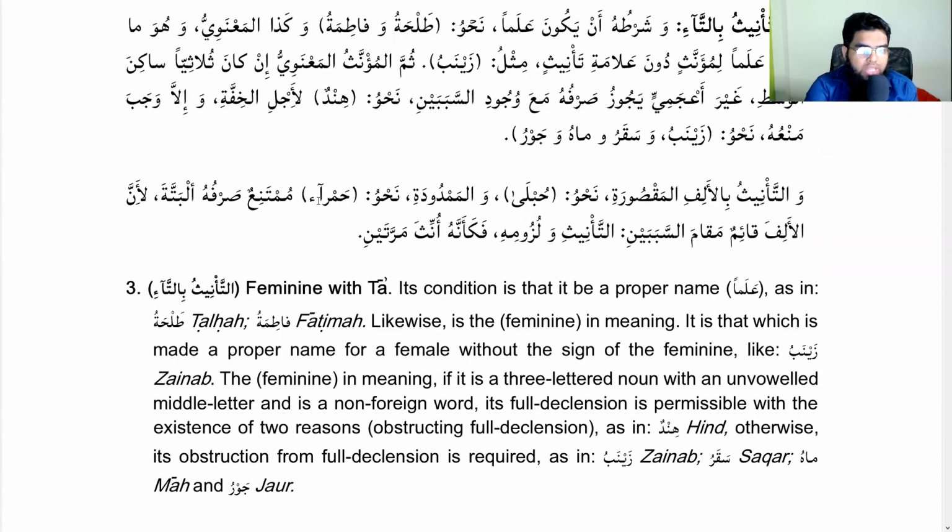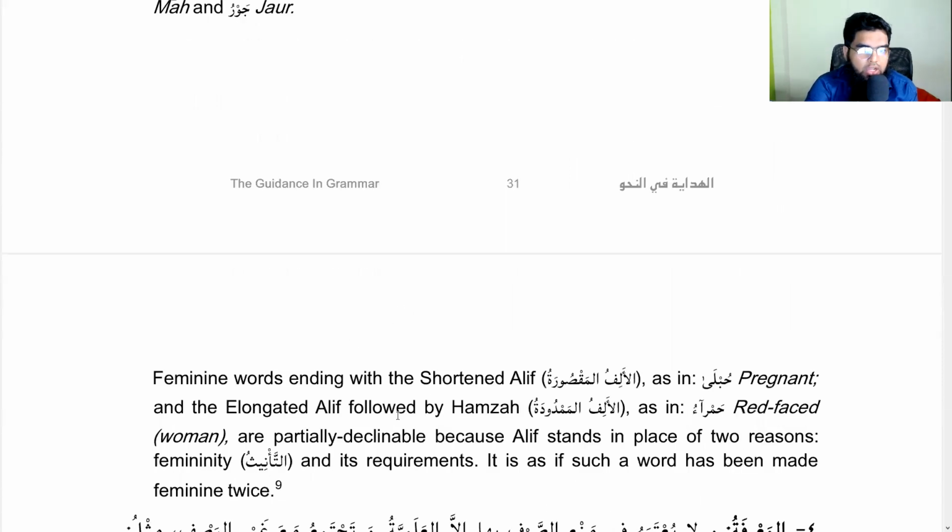Wal mamdudatu nahwu hamra'u. Mamduda is what? The alif and the hamza. The alif and the hamza are called mamduda. Hamra'u, red. Mumtani'un sarfuhul battata. It's absolutely, and the elongated alif followed by hamza, alif mamduda it is called, as in hamra'u, are partially declinable.